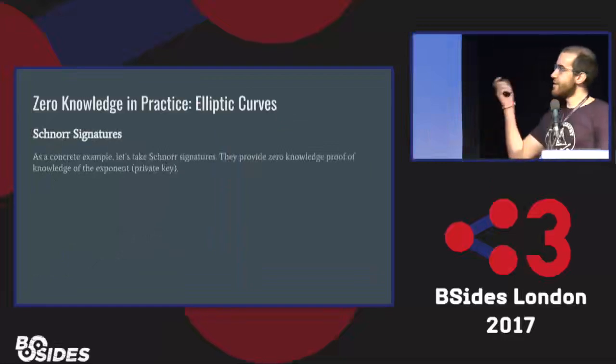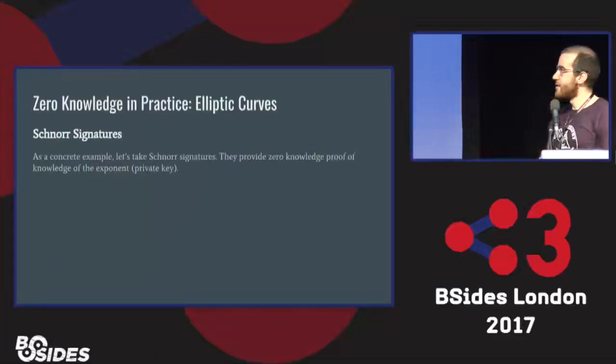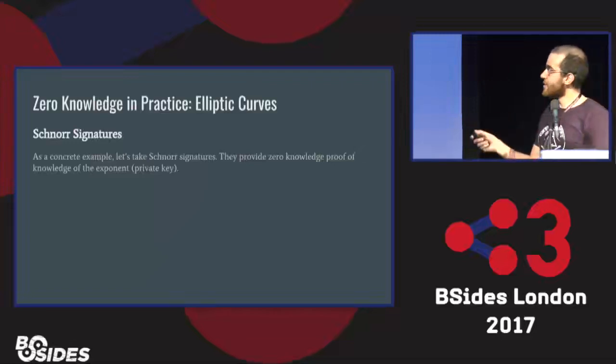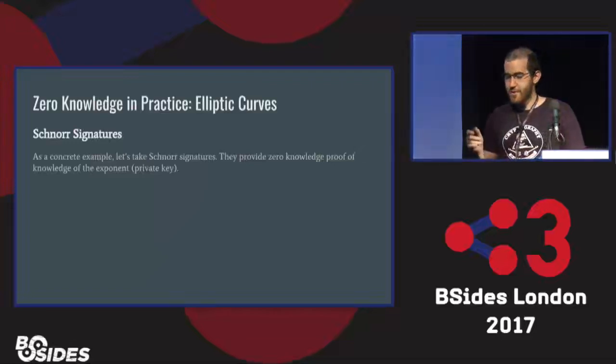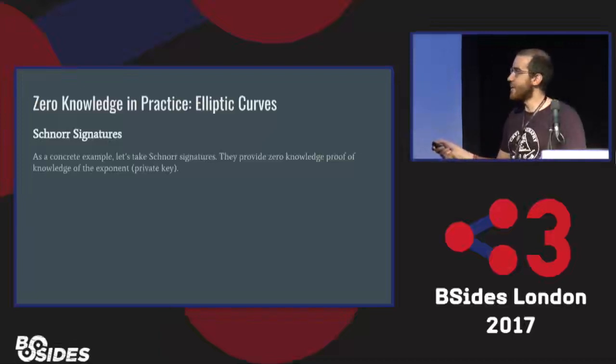Anyway, let's take a concrete example, and here's when we start going into some math, but I'll explain this thoroughly. As a concrete example, let's take Schnorr signatures. This is not actually what's commonly used. Commonly, you may hear the term ECDSA, that's a signature scheme. Schnorr was patented, so people haven't used it until recently because the patent just expired.